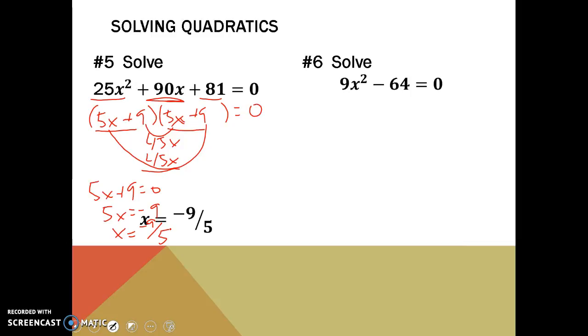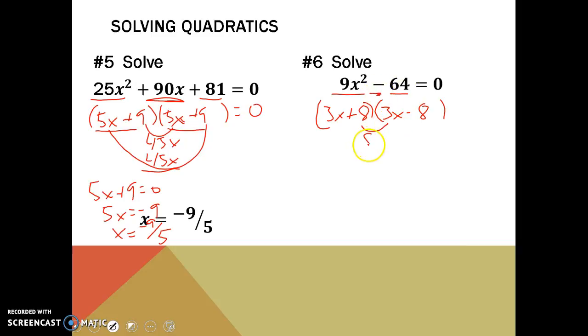Take a look at number 6. Can't factor anything out. They don't have anything in common. So there's really two ways I could do number 6. The first thing that I could do is I could factor this. I could write it as 3x times 3x gives me 9x squared, and a positive 8 times a negative 8, that gives me negative 64. But I don't have a middle term here.